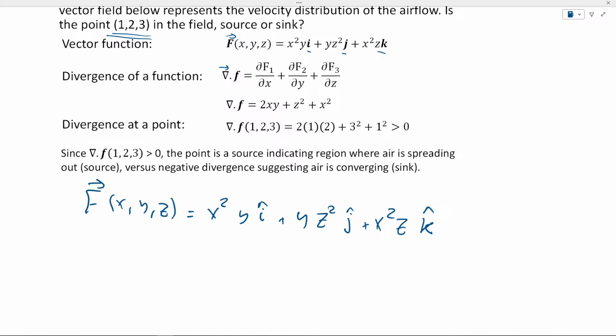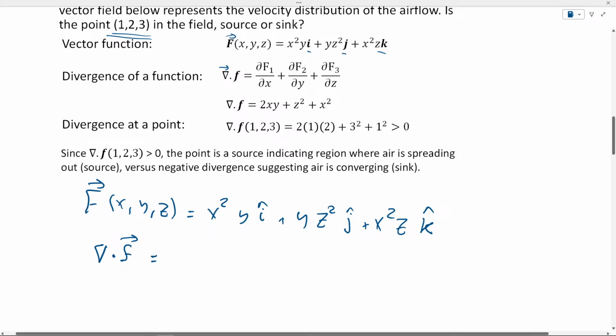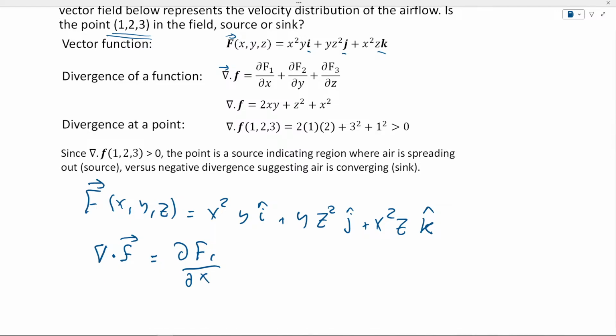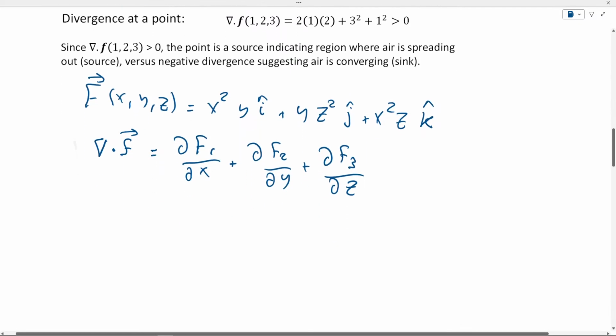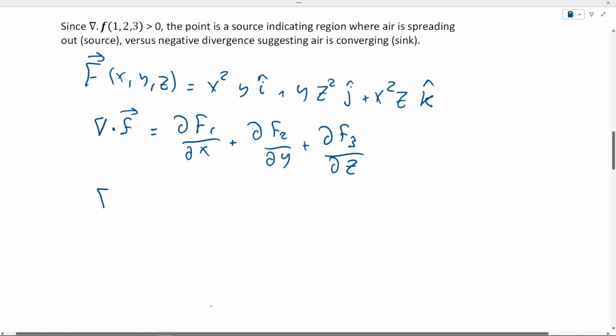So what is the divergence of my function? That is f1 with respect to x, plus f2 with respect to y, plus f3 with respect to z. So let's do it. This divergence is f1 with respect to x. What do you get here? You get 2xy.